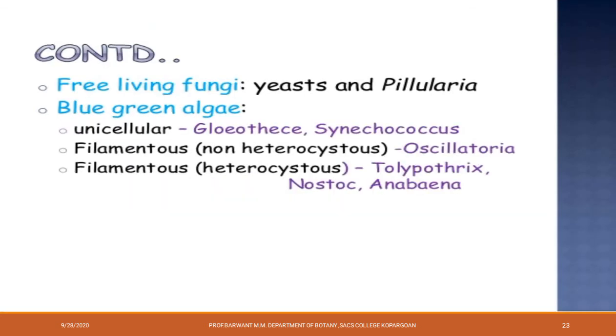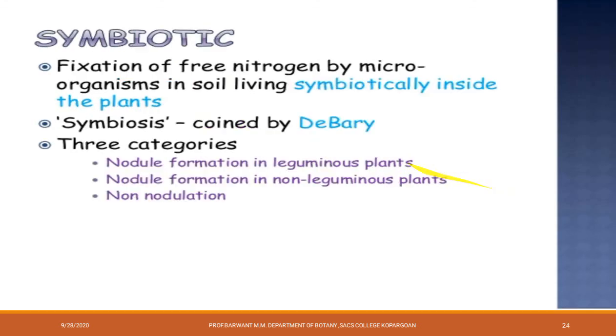Free-living yeast, Pullularia, and blue-green algae: unicellular ones like Gloeothece, Synechococcus; filamentous ones like Oscillatoria; filamentous heterocystous ones like Tolypothrix, Nostoc, Anabaena. These are the non-symbiotic organisms that have a role in fixing nitrogen.